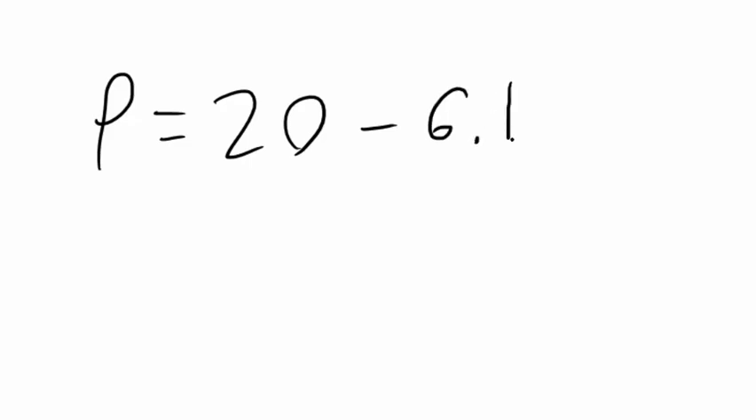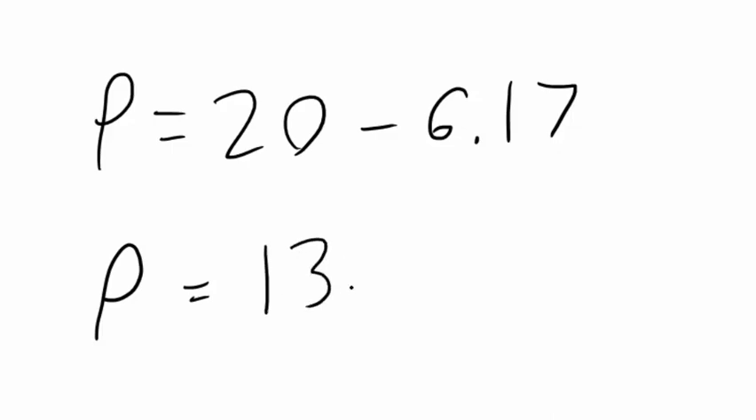Next up, we want to find our price. In this scenario, we're considered the price maker, so we would set our price at where we would think that we would make the most money, and that is where we meet demand. So we would plug our quantity into that demand function we were given at the beginning of this problem. So we have price equals 20 minus 6.17, and then we find our price equals 13.83. So we're charging $13.83 for this good, and this will help us achieve our maximum profit.